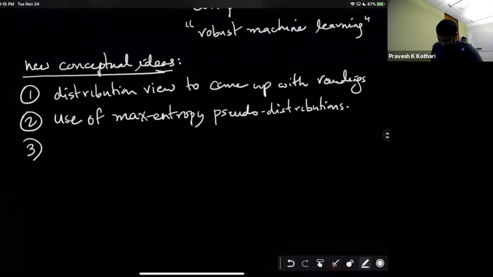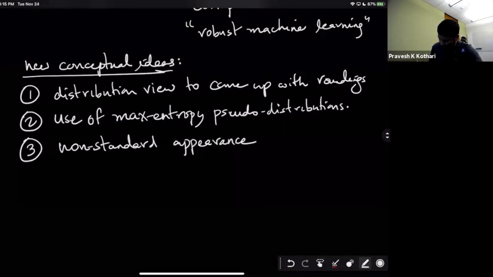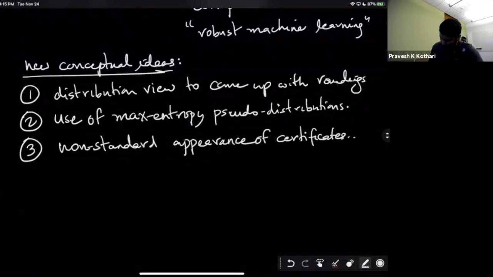And actually, some non-standardness might appear right away in even the notion of a certificate. And so that also might be somewhat interesting to look at. Good. So those are things for you to keep in mind as we go on to the lecture.